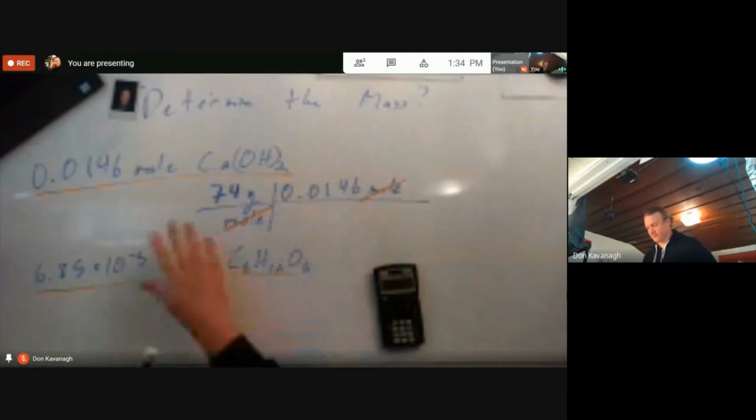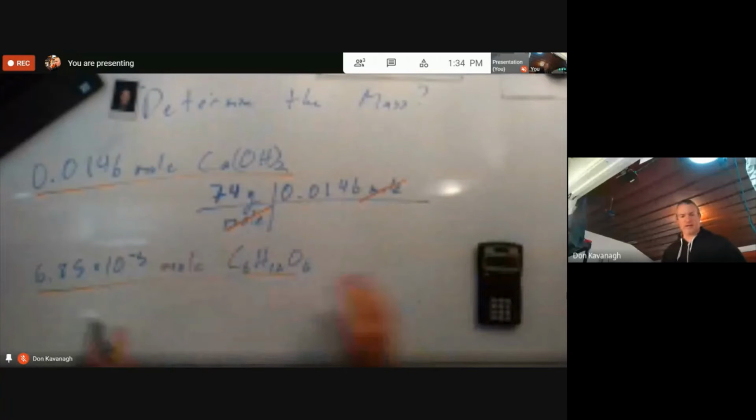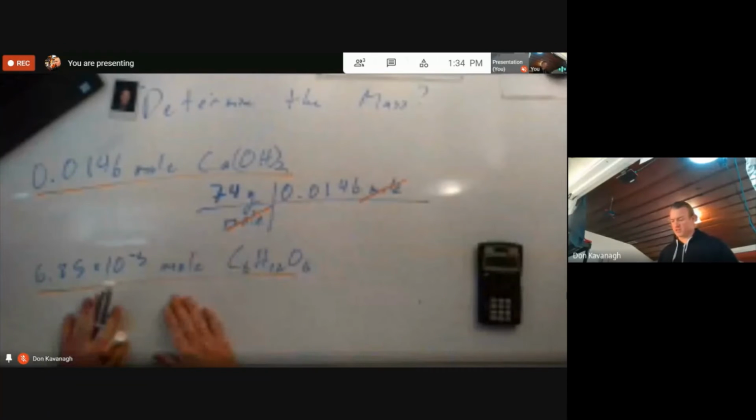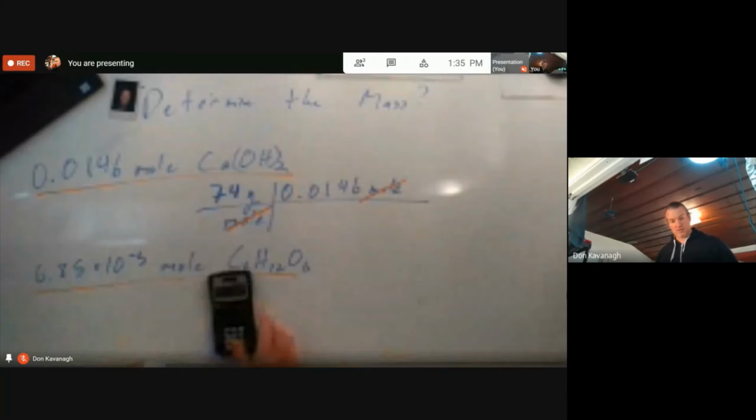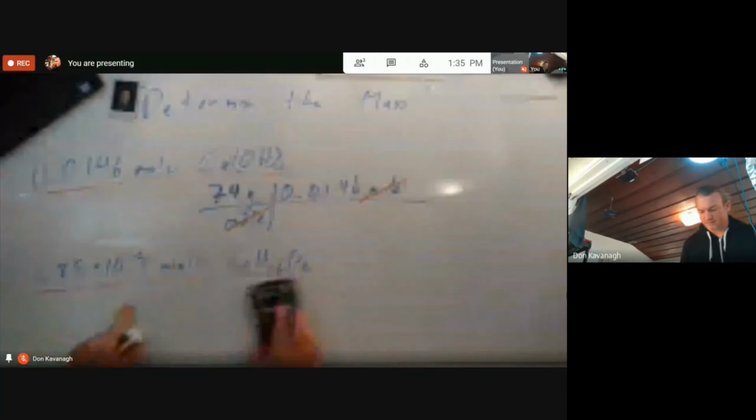I didn't have to memorize whether I multiply or divide. The scaffold guides me. Let's do the same thing for the moles down here, the moles of glucose, C6H12O6. I don't really like how it's 6.85 times 10 to the negative third, so I'm going to put that in standard notation. If your calculator is in standard notation, you could just type this into your calculator because it is a multiplication problem, 6.85 times 10 to the negative third.